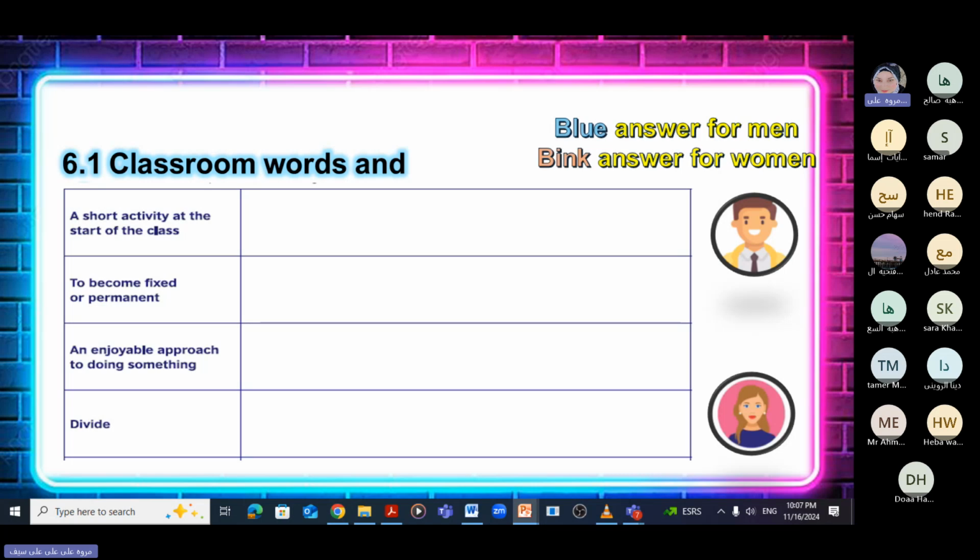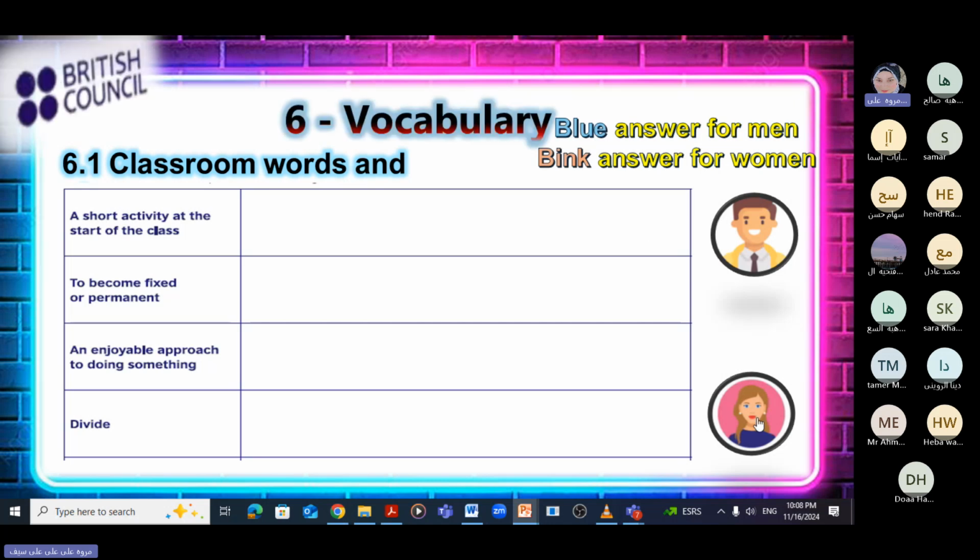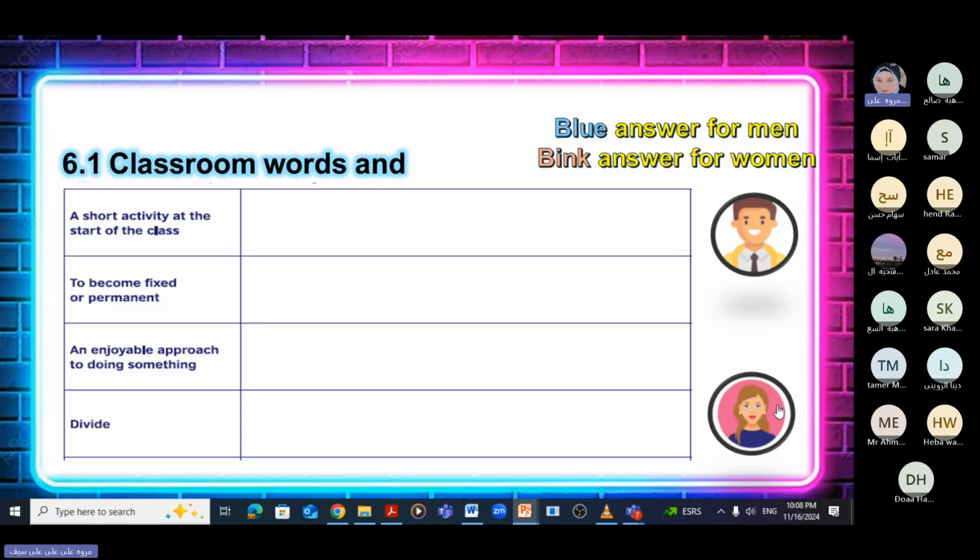We have a number of 8 expressions. So you will try to give me from your mind some things that are similar to these expressions or definitions. The first one, who wants to share? If it's a male participant, we will press this to show you the answer. If it's a female participant who will answer the question, I will press this to show you the answer. The winner, we will count the points and we will see the winner.